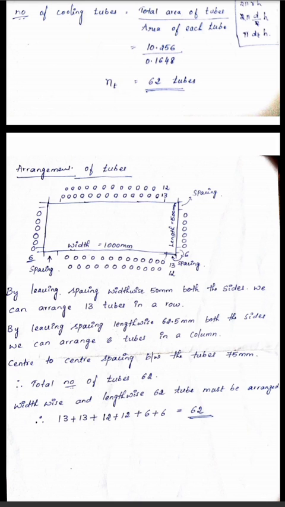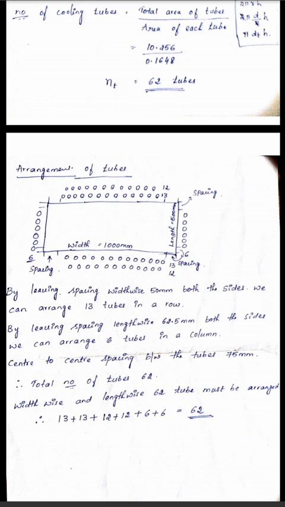Once you arrange 13 tubes in one row, in the next row you can arrange only 12 tubes, because in between you are arranging all the tubes. So after arranging 13 tubes, you arrange 12 tubes, on the top side and the bottom side, both sides. Then count how many tubes you have arranged. In the same way, length wise also you have to arrange.